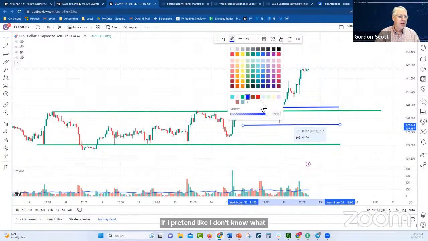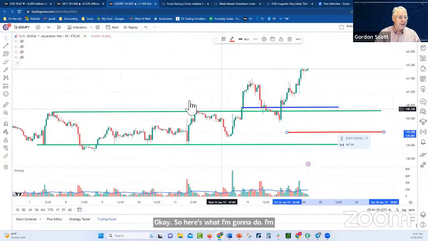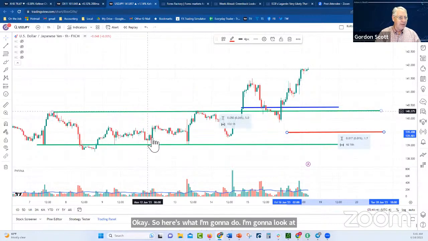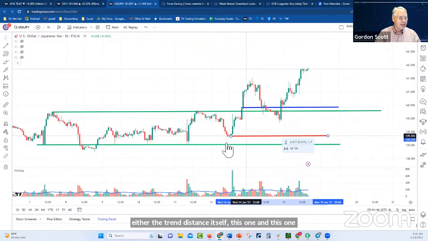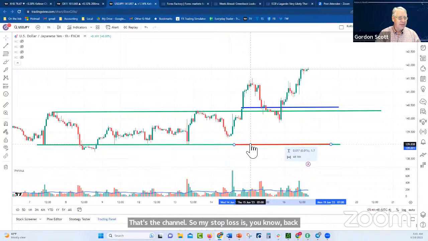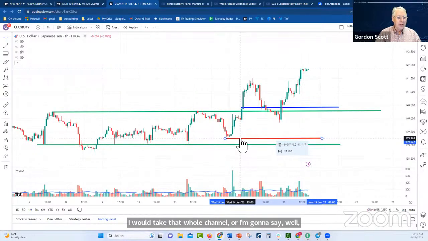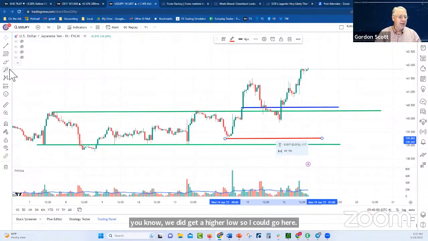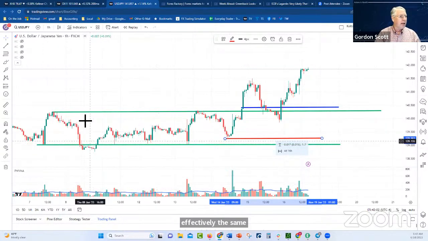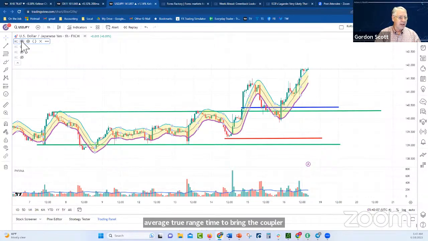Okay. So here's what I'm going to do. I'm going to look at either the trend distance itself, this one and this one, right? That's the channel. So my stop loss is back down here, right? I'm going to take that whole channel. Or I'm going to say, well, we did get a higher low, so I could go here. And that's most of the channel. Those two stop losses are effectively the same thing. Or I'm going to look at the average true range. Time to bring the Keltner channel back on here.